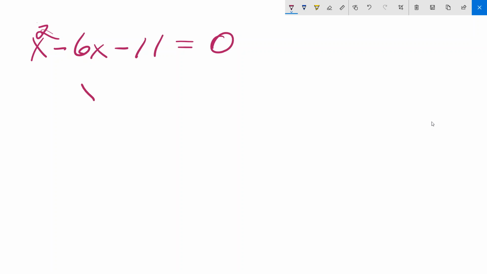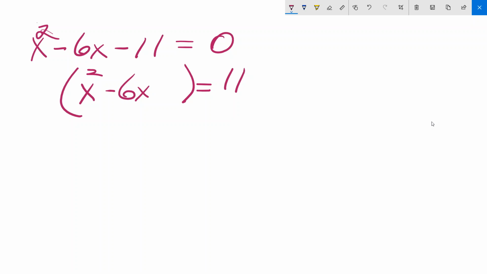What I do on these is always move the number to the other side, like that, as your first step, so that the left side of the equation has only the two x terms. And then what we're going to do is complete the square on the left side. Do you know how to complete the square?